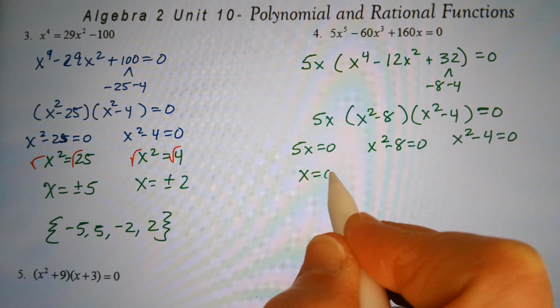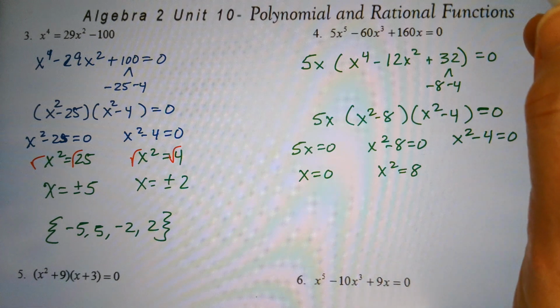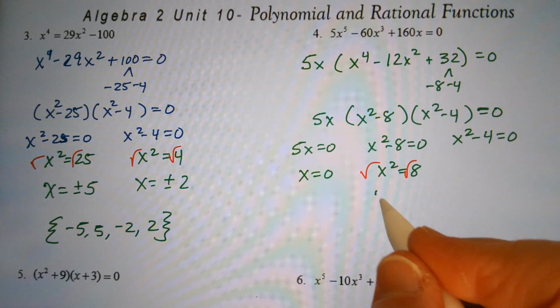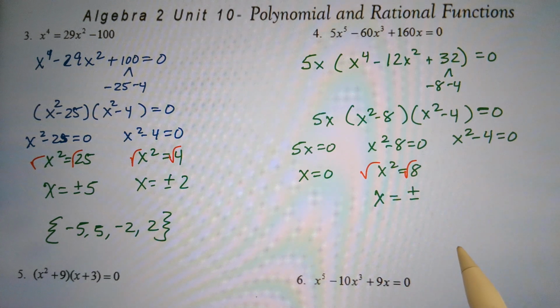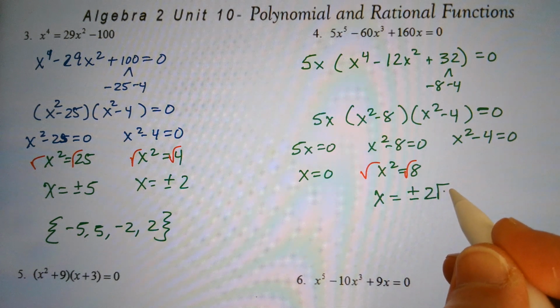Dividing by 5, x equals 0. Adding 8, x squared equals 8. Square root each side. X equals plus or minus... Simplifying that, I'm thinking 4 times 2 is 8, and the square root of 4 is 2. So 2 square root of 2.